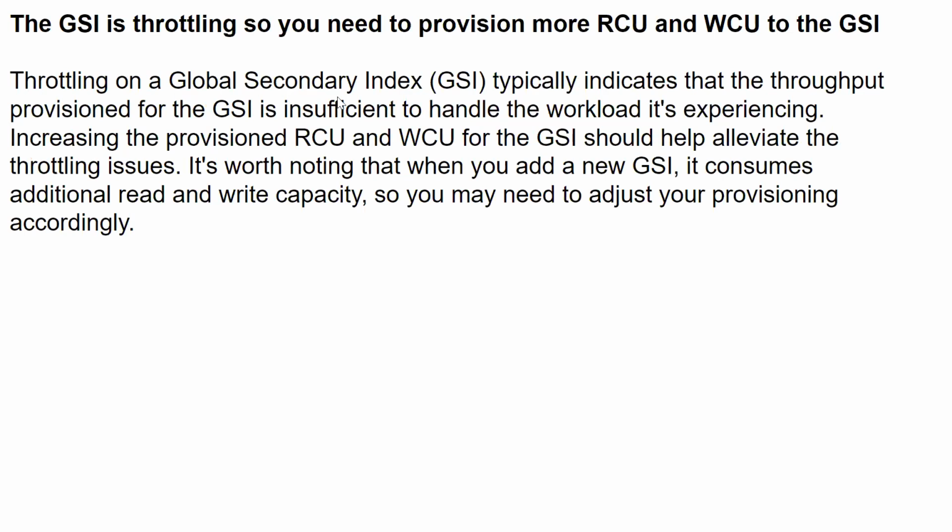The global secondary index is throttling, so you need to provision more RCU and WCU to the GSI. Okay. If they have a workload that is experiencing increasing load, it should help alleviate that. It's worth noting that when you add a new index, it consumes additional capacity. Okay, maybe the GSI requires additional read and write capacity, but maybe not the LSI.